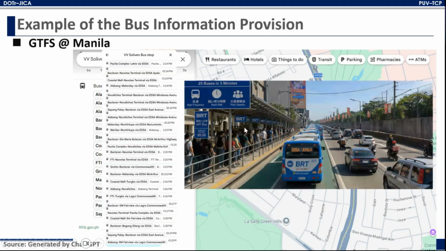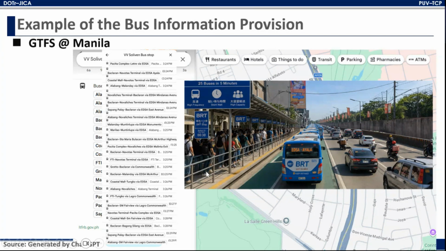It looks like something I would try to generate with ChatGPT. Can such conditions be seen around the Primex Tower? Of course, definitely not. So I can conclude that the quality of GTFS in Metro Manila is very poor.